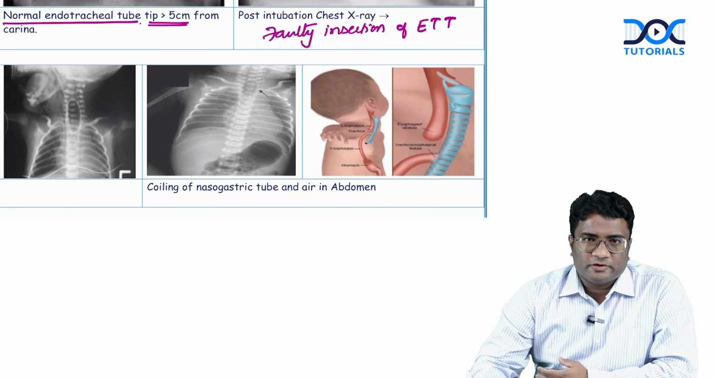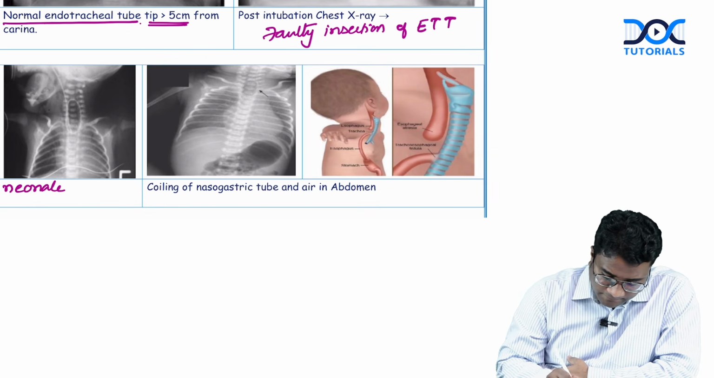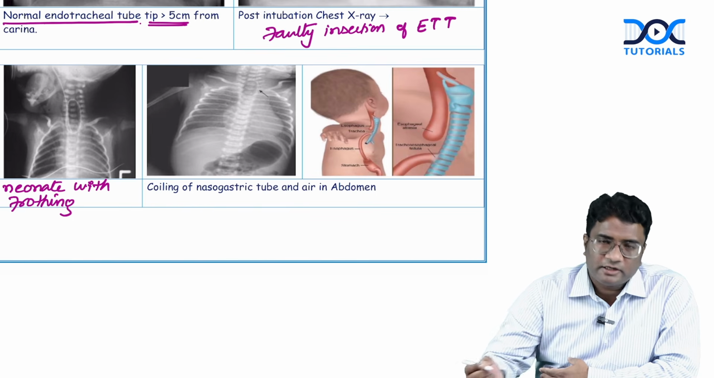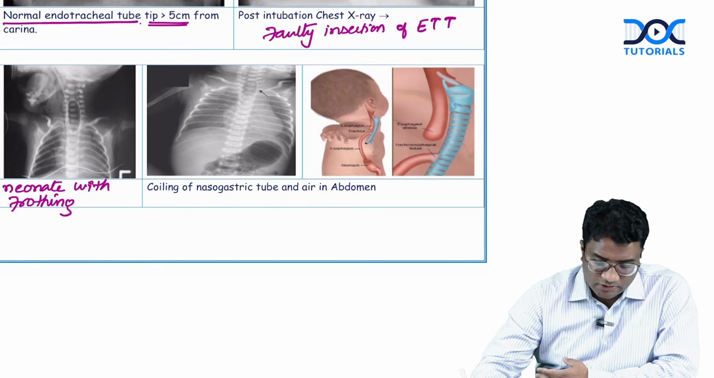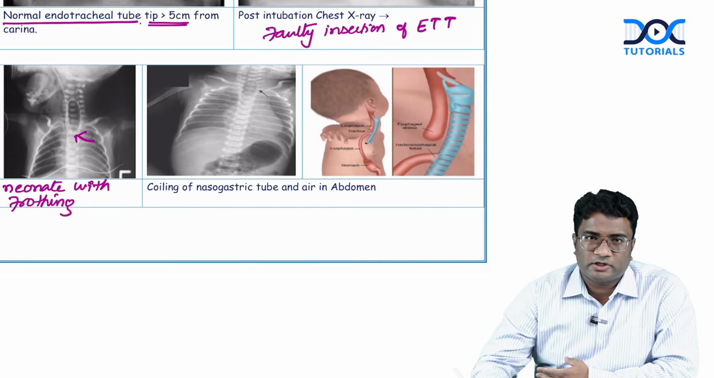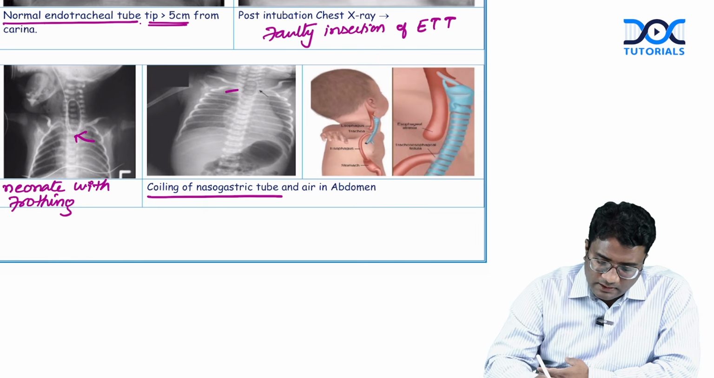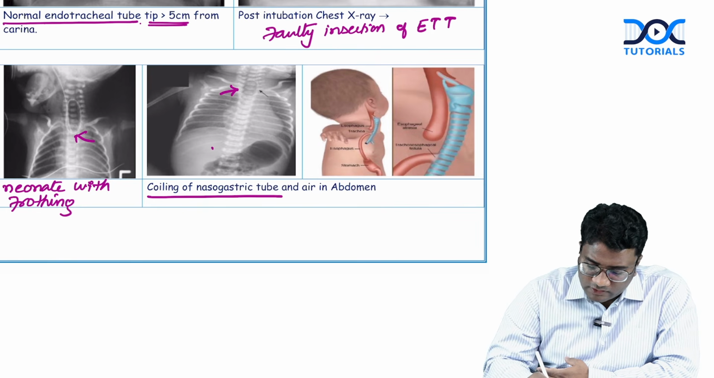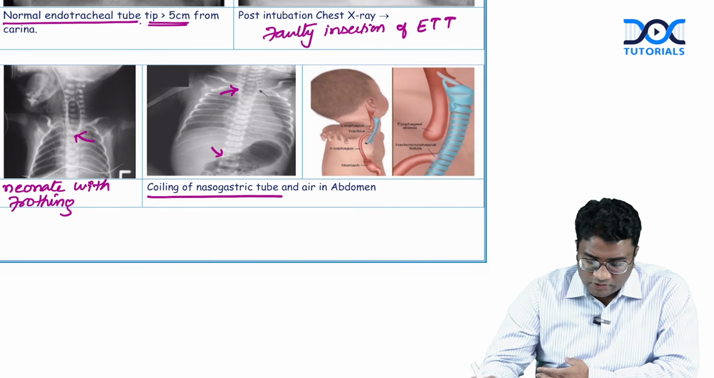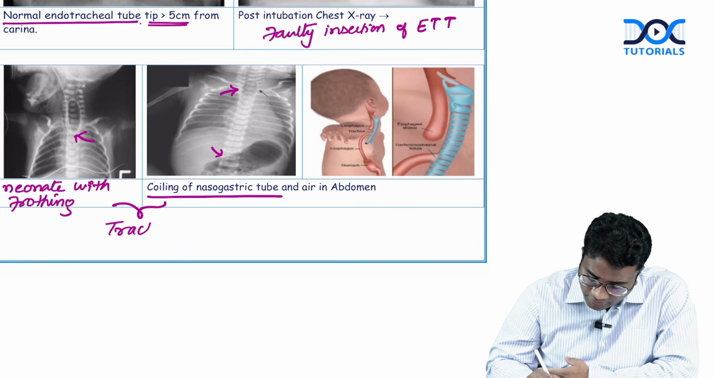Now look at this chest radiograph. It's a newborn with frothing. So if you have a neonate with frothing, and then given this chest radiograph, what do you see on this chest radiograph? If you observe carefully, I hope you can see there is coiling of nasogastric tube. So whenever you have such coiling of nasogastric tube, and in this radiograph you can also see air in the abdomen, think of tracheo-oesophageal fistula.